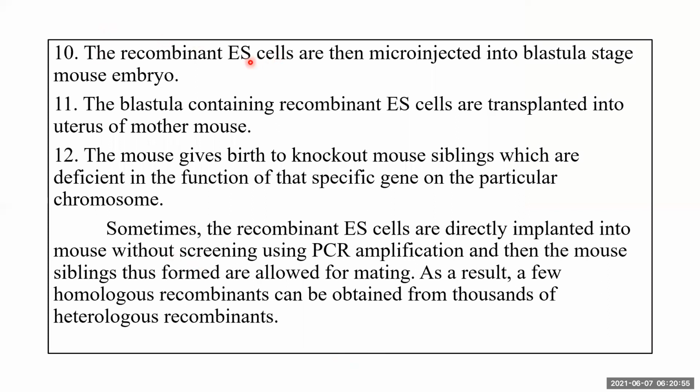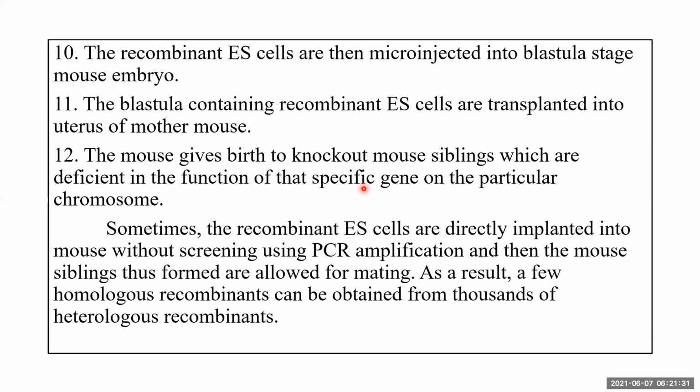So the recombinant embryonic stem cells are micro-injected into a blastula stage mouse embryo. The blastula containing embryonic stem cells is transplanted into the uterus of a mother mouse, a surrogate mother. And the surrogate mother gives rise to knockout mouse siblings, which are deficient in the function of a particular specific gene on the particular chromosome, which has been replaced by a targeting gene or non-functional gene.